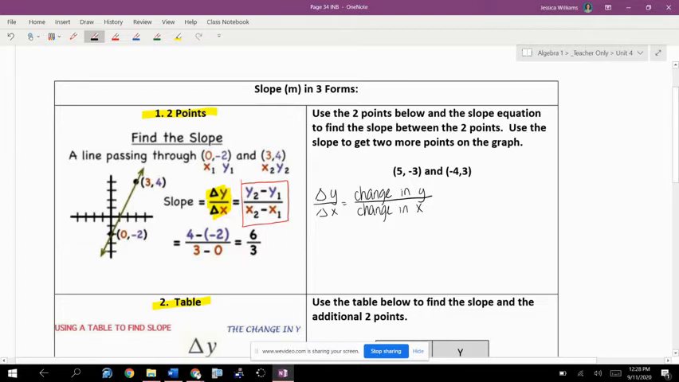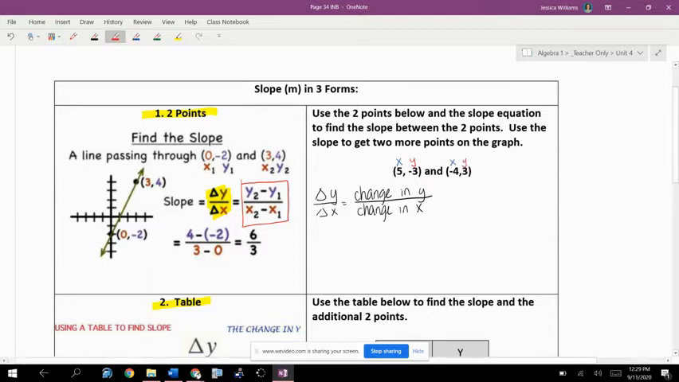So it's the change in your outputs over the change in your inputs, the change in your range over the change in your domain. In order to find the change in y and the change in x to calculate slope, I'm going to need to know which of these numbers are x's and which are y's. So yes, you are in math, but the alphabet is still a thing. X comes before y in the alphabet, so this is an x, this is a y, this is an x, and this is a y.